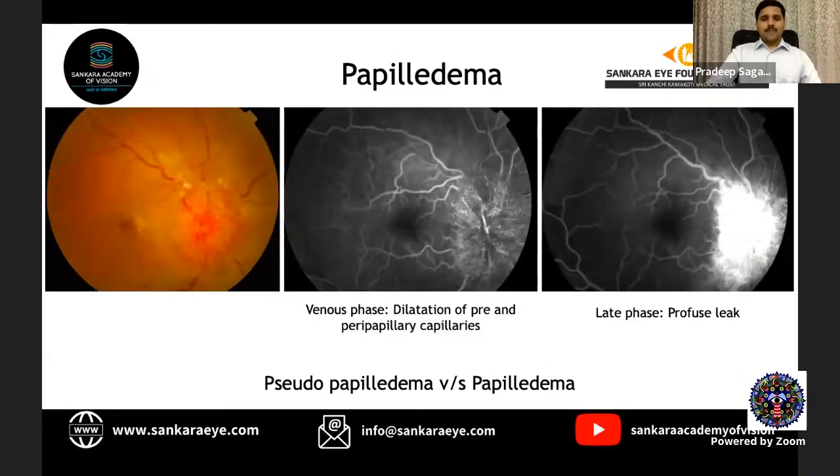So coming to papilledema. In papilledema, in venous phase, we see dilatation of pre and peripapillary capillaries, and in late phase, we see profuse leak. It helps in distinguishing pseudopapilledema from papilledema. In pseudopapilledema, we don't see the profuse leak and pre and peripapillary capillary dilatation.